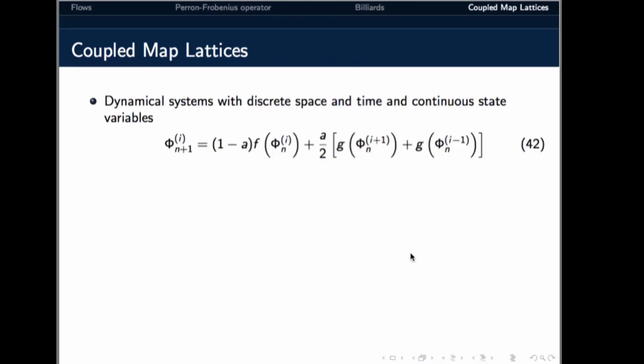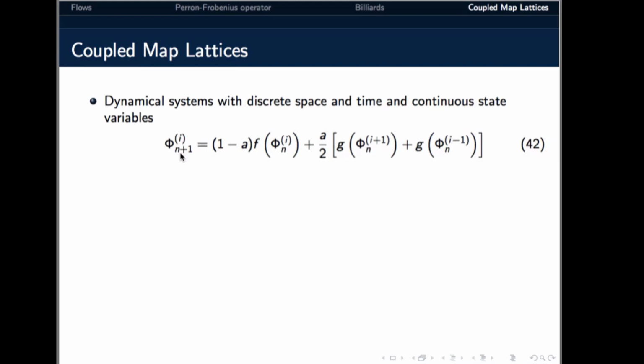Because this was only about symmetries, I will not go any further, and I will instead briefly talk about one last example of a system, which is coupled map lattices, where we also encounter symmetries. Coupled map lattices are dynamical systems with discrete space and time and a continuous state variable, like a field. That would be this phi, right?